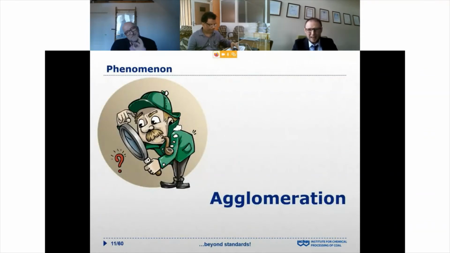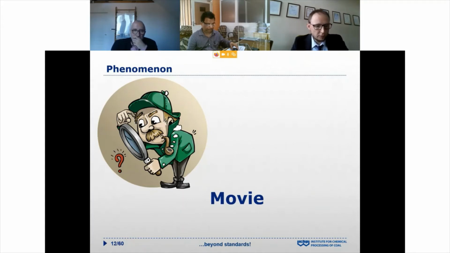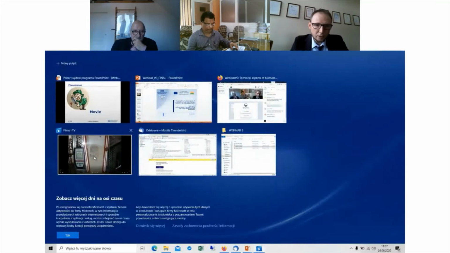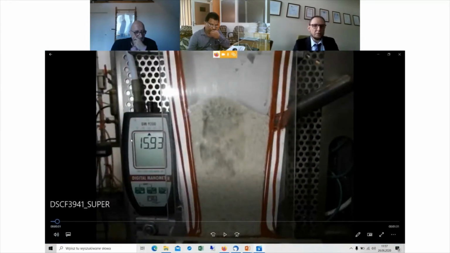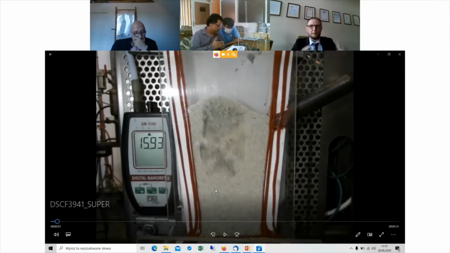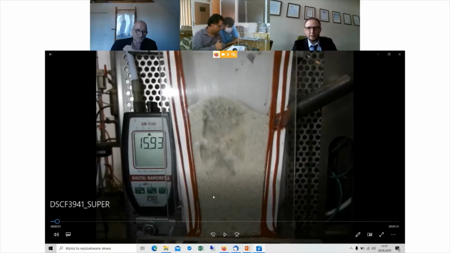Let's go more deeply into the agglomeration, because I just want to show you a very short movie about the agglomeration. This was taken from our reactor. It was done by our team. Let me explain what this is. You can see here the reactor, where the sand is inside. From the bottom here, we add the air. As a consequence, we can obtain the fluidization, the creation of the bubbles, the intensive mixing of the bed. So please follow the behavior of the sand inside the fluidized bed reactor.